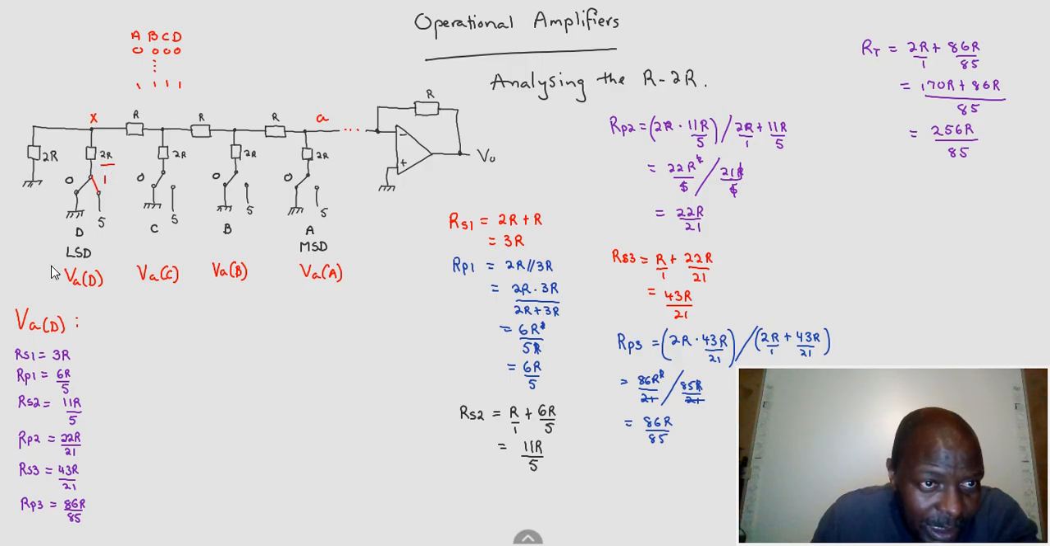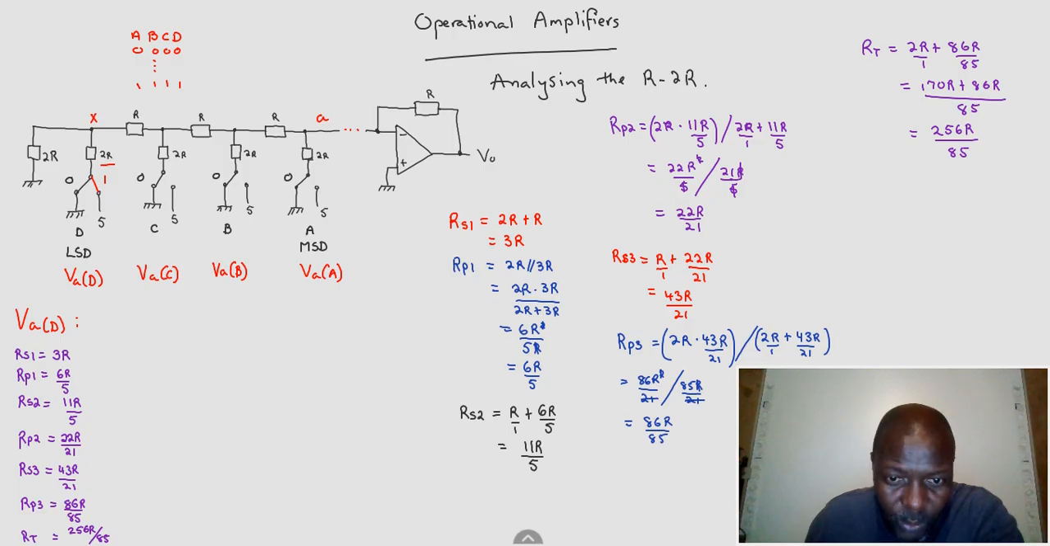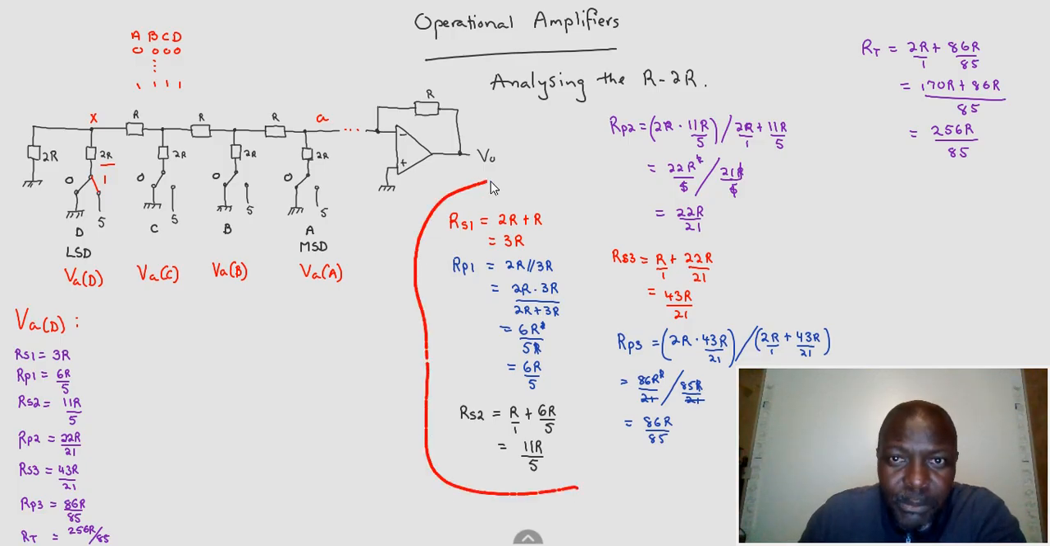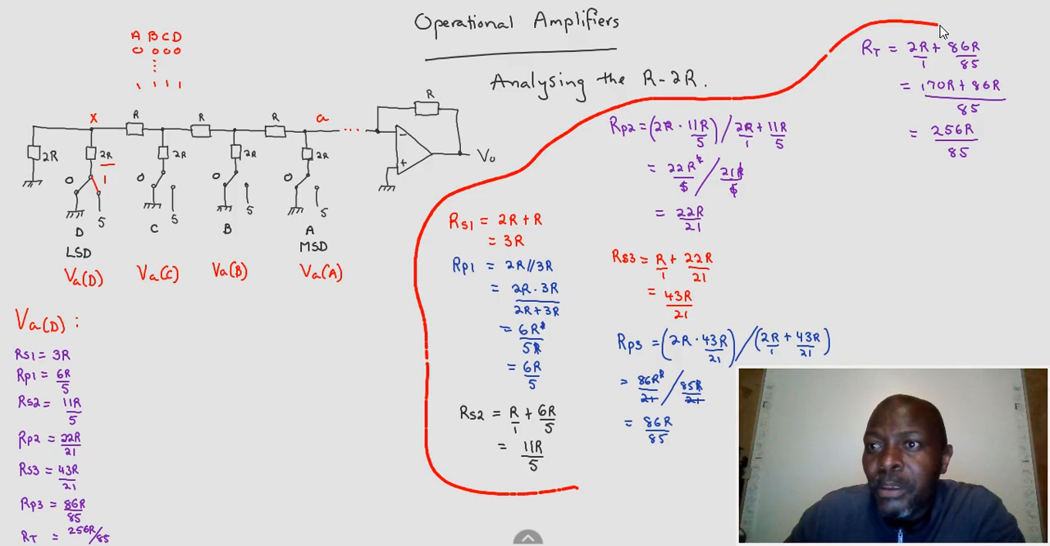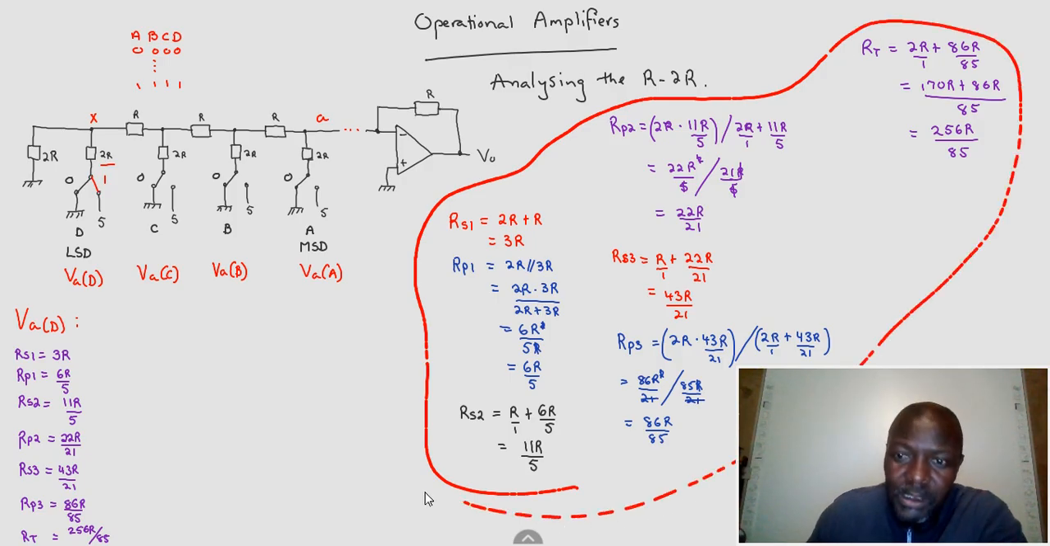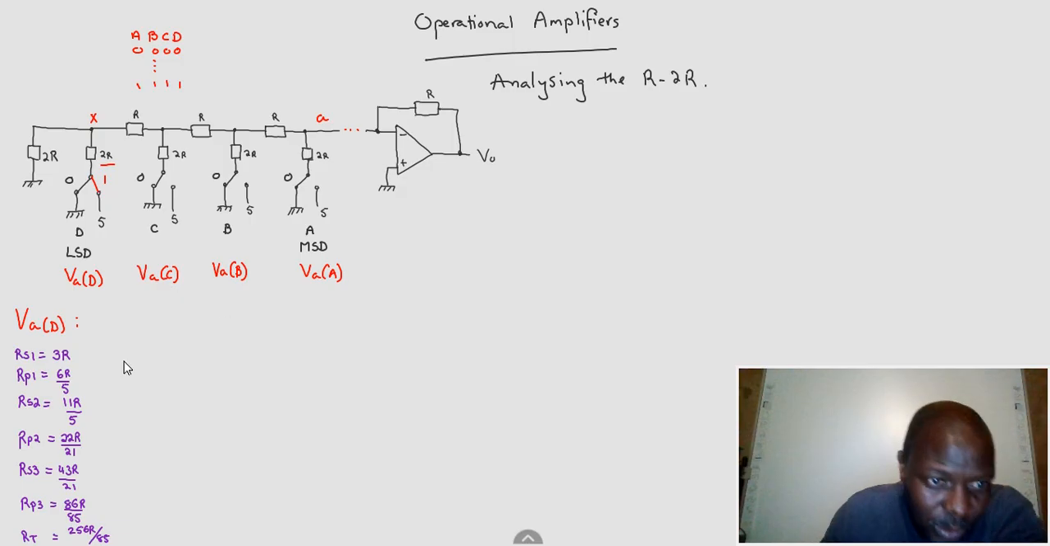So the final one is when we added our resistor here. R total is equal to 256R over 85. I wanted to get these things out of the way because I need to do more calculations in this same space. My board is finished. Now, using this result, we're going to start calculating values.